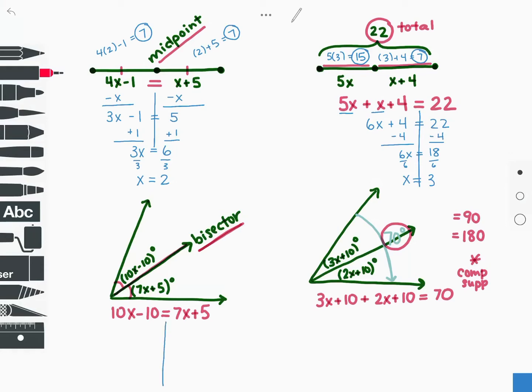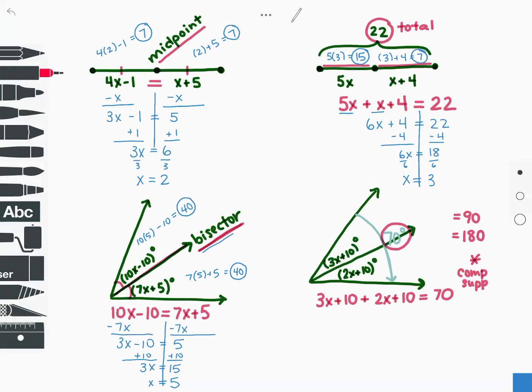On this bisector one, it looks like the x's are on different sides, so I'll want to bring one of them to the other side by subtracting 7x. Add 10, and finally divide both sides by 3, and I get x equals 5. Always want to plug those in to the picture to see what kind of answers I get. Up here I'm getting 40 degrees, and here I'm getting 40 degrees. Was I expecting to see that? Yes, because that was a bisector.